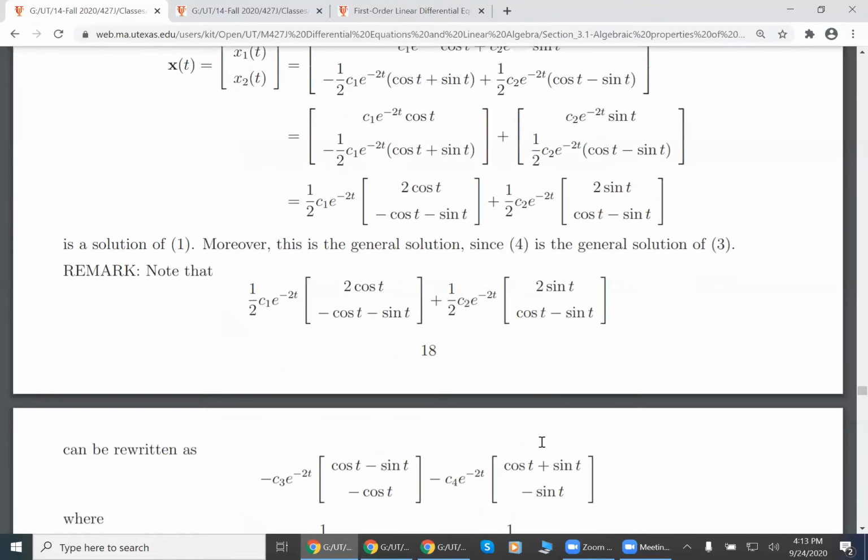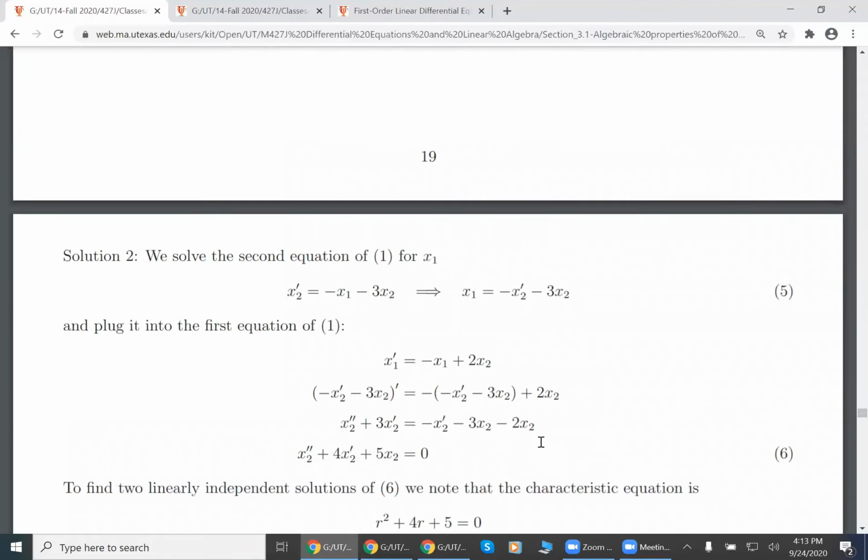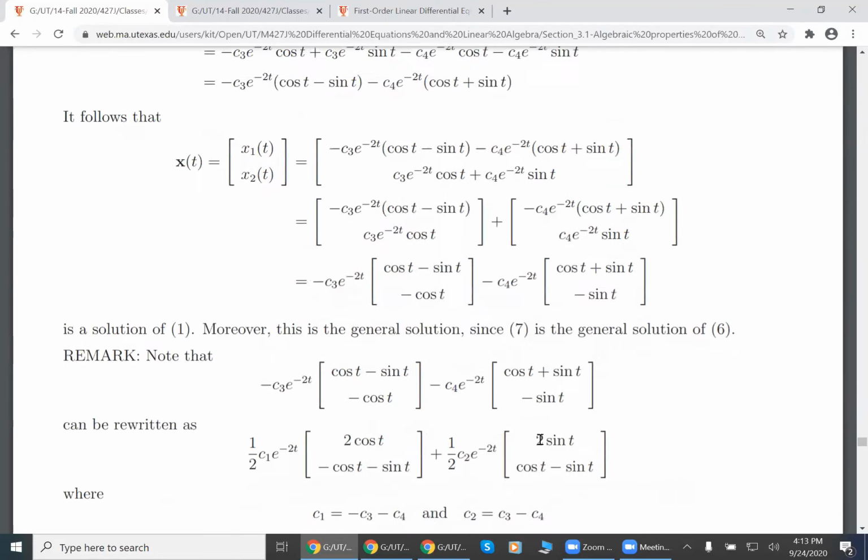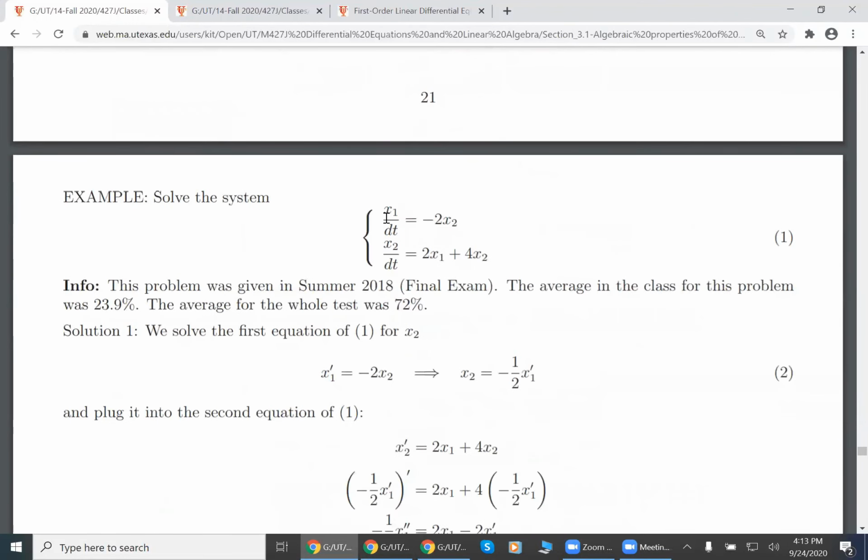Lastly, I encourage you to take a look at this problem over here, which was given in summer 2018. The average is really low, and again, same reason. It was very hard to compare answers on the test.